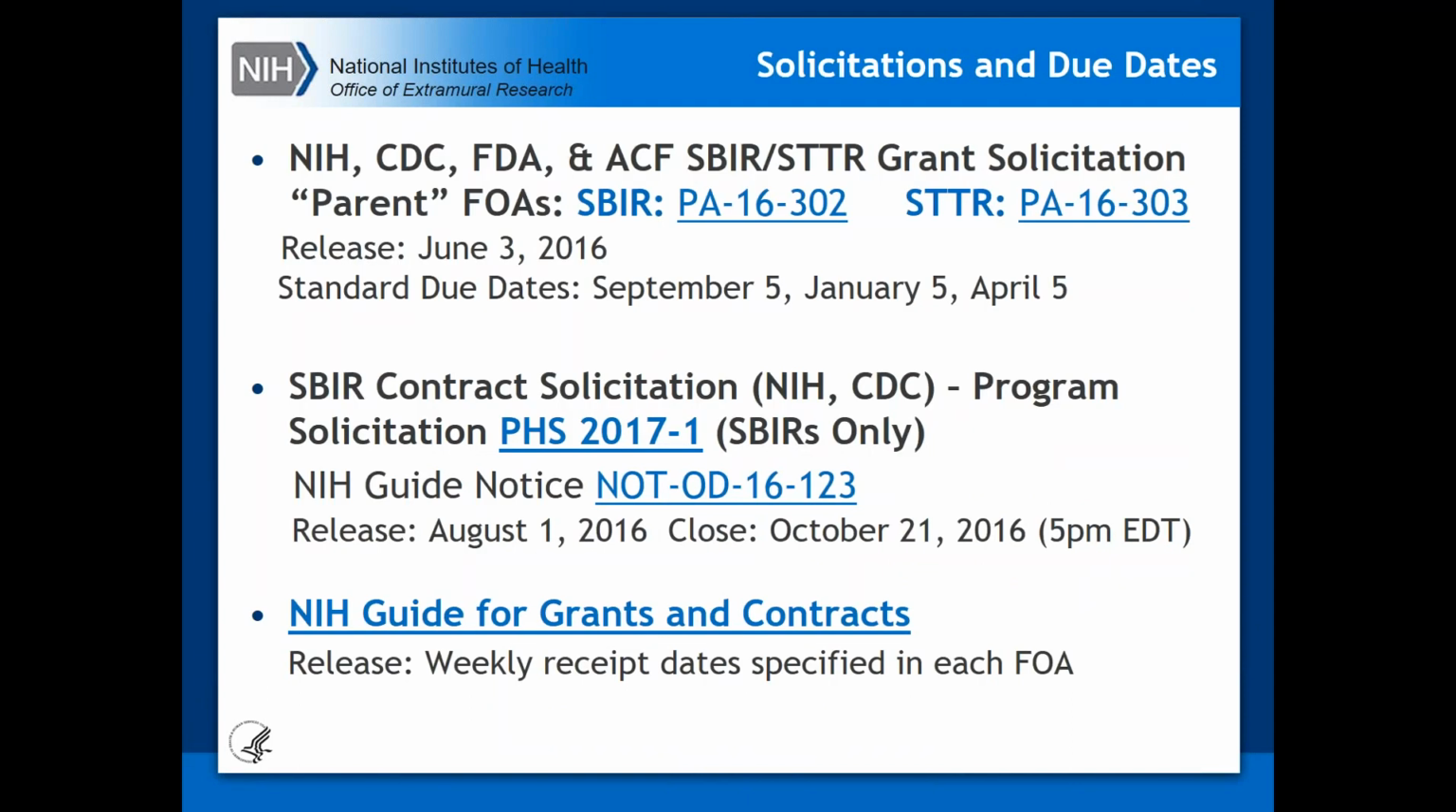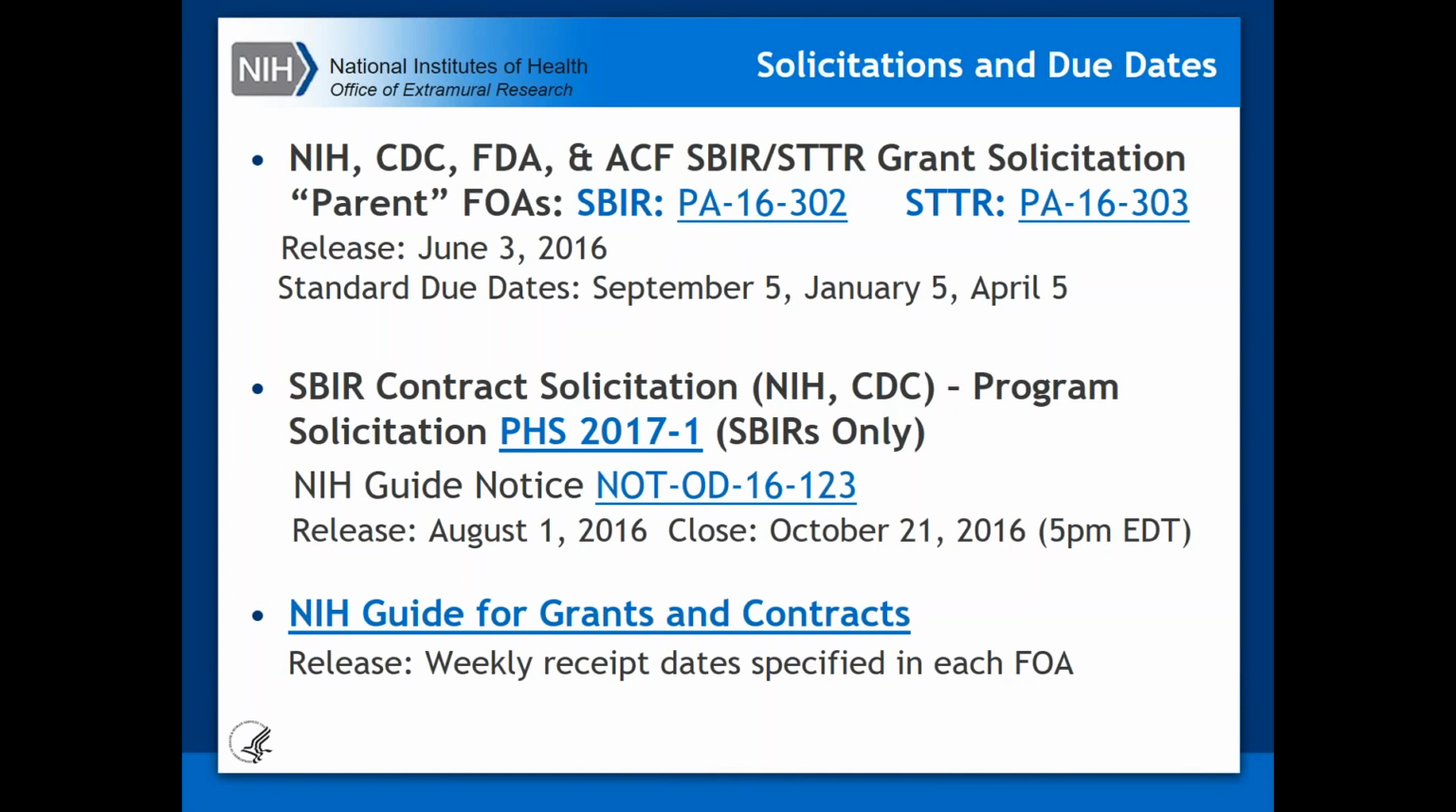If you go to the next page, we can see that what happens for the NIH is we have a parent or Omnibus solicitation, which was released on June 3rd, 2016. That was PA-16-302 for the SBIR and PA-16-303 for the STTR. So these are overarching funding opportunity announcements you can apply under, and what you would do is look at the topics that we have on our website.